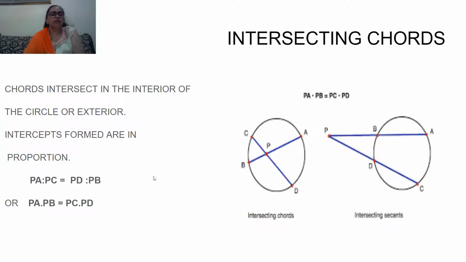Intersecting chords. The chords of the circle may intersect in the interior of the circle or in the exterior of the circle, but the intercepts made by them are in proportion, that is PA is to PC is equal to PD is to PB. Ultimately we can say that PA into PB is equal to PC into PD.